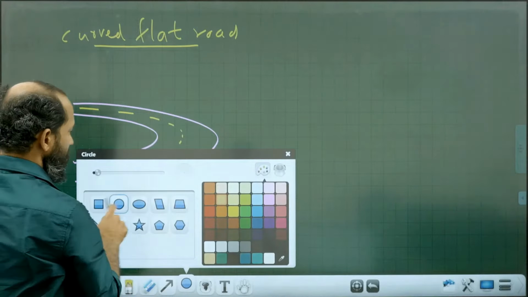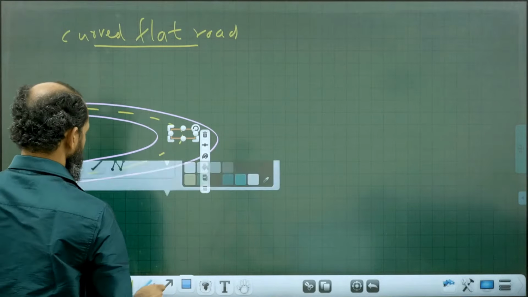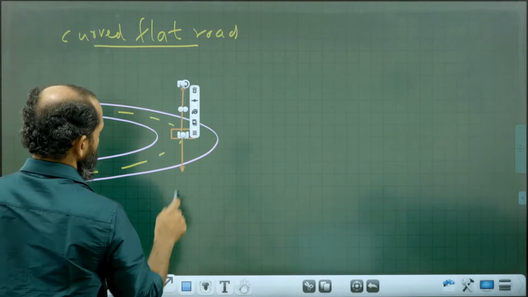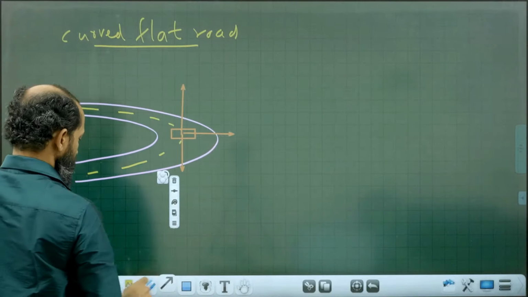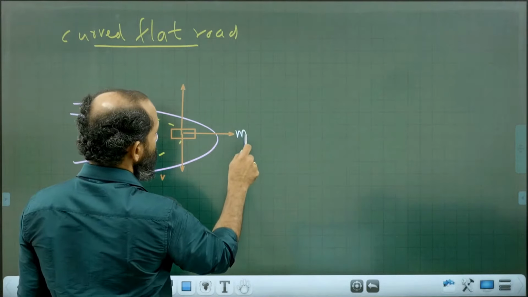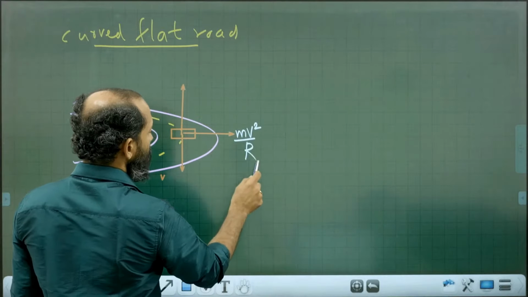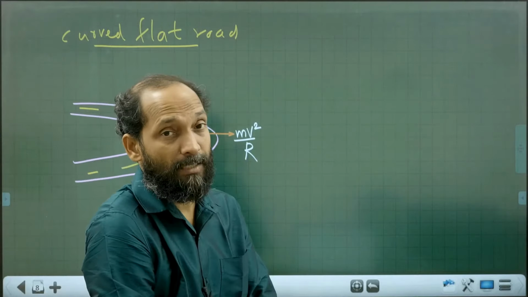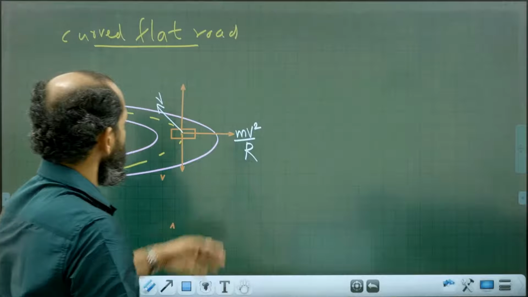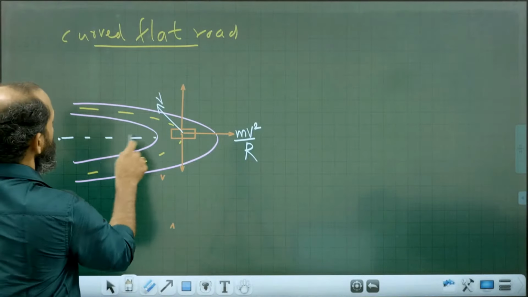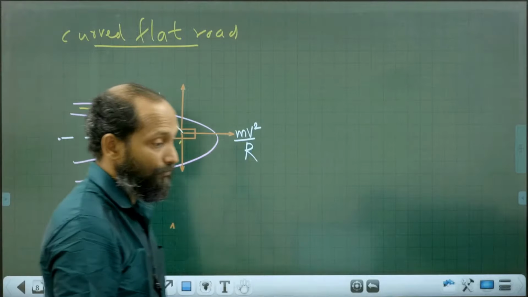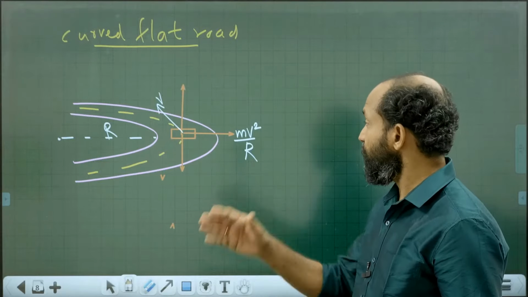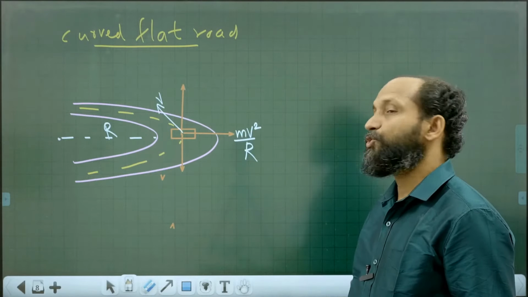An object is moving on a curved flat road. The forces acting are weight, normal contact force, then centrifugal force. The tendency of the vehicle is to skid outward because of the centrifugal force. If its speed is V, the vehicle is negotiating the sharp flat turn of radius R at constant speed V, then the centrifugal force acting on it is radially outward. It is on account of the change of direction, mv square by R.